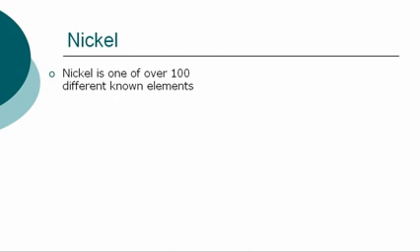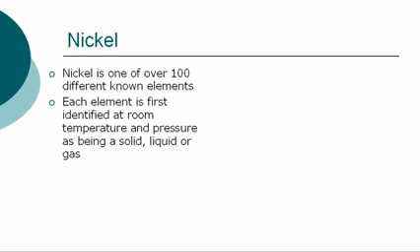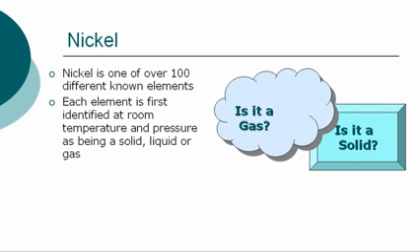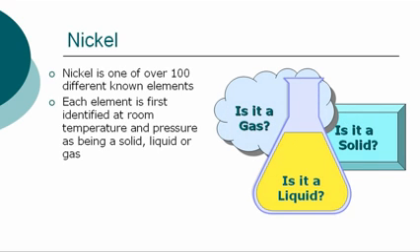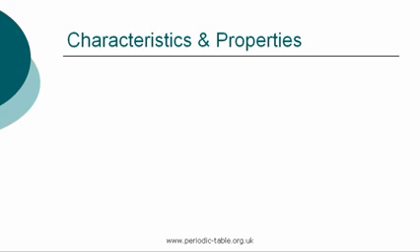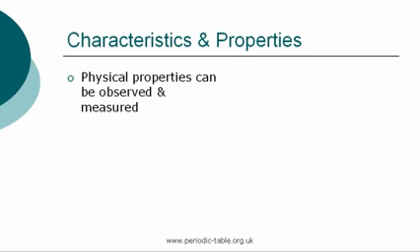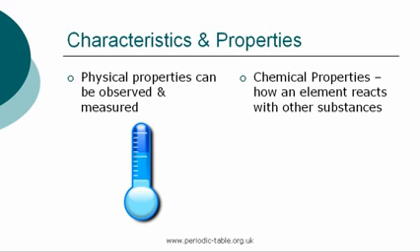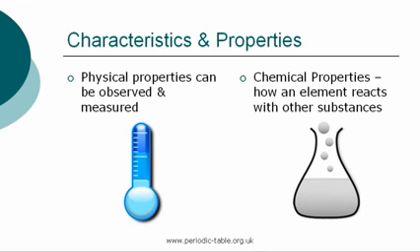The element nickel is one of over 100 different chemical elements that are known to modern chemistry. Each element is first identified at room temperature and pressure as being a solid, liquid, or gas, referred to as states of matter. Nickel is a solid at normal room temperature and pressure. Each element has physical properties that can be observed and measured, such as color, density, and odor. The chemical properties are the characteristics that determine how a substance will react with other substances, such as water or oxygen.